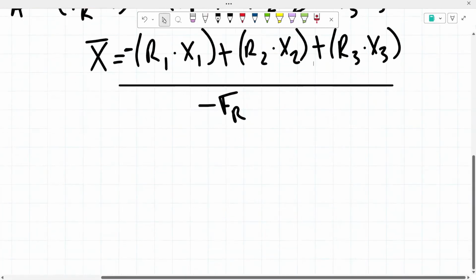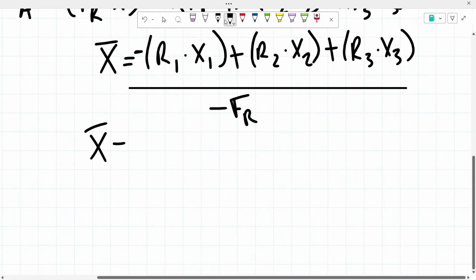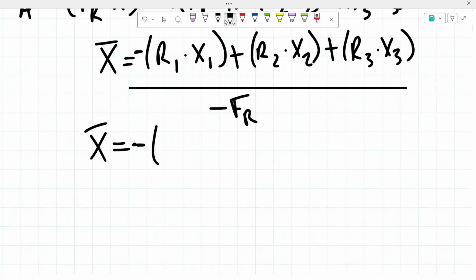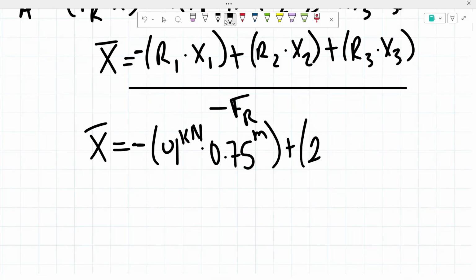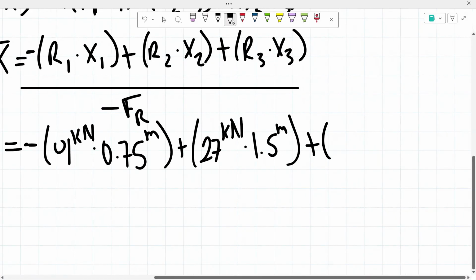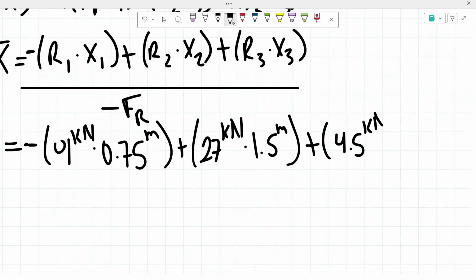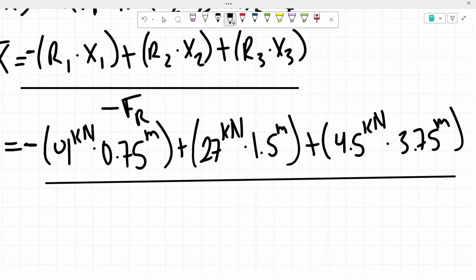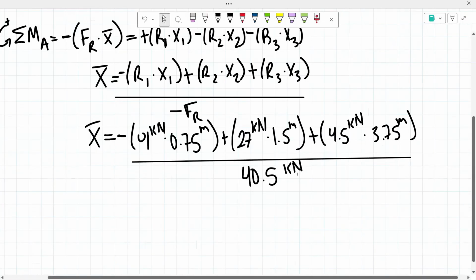Okay, now we can plug in our information. So we know that the location of the resultant force is equal to negative 9 kilonewtons times 0.75 meters plus 27 kilonewtons times 1.5 meters plus 4.5 kilonewtons times 3.75 meters all over our resultant force of 40.5 kilonewtons. So now we're going to plug that into our calculator real quick.